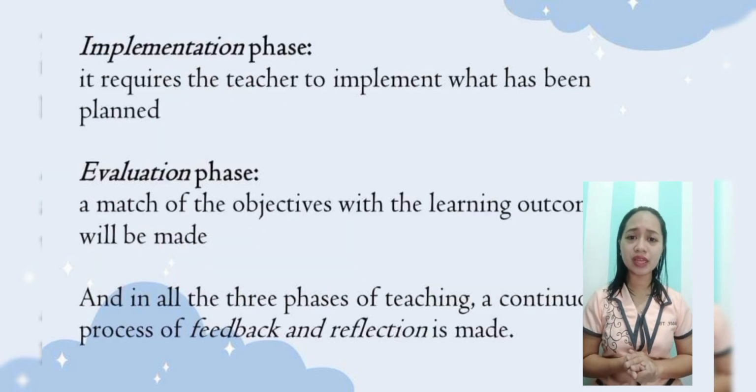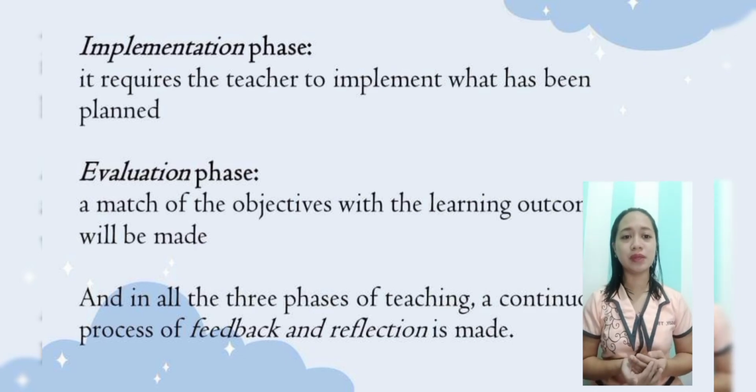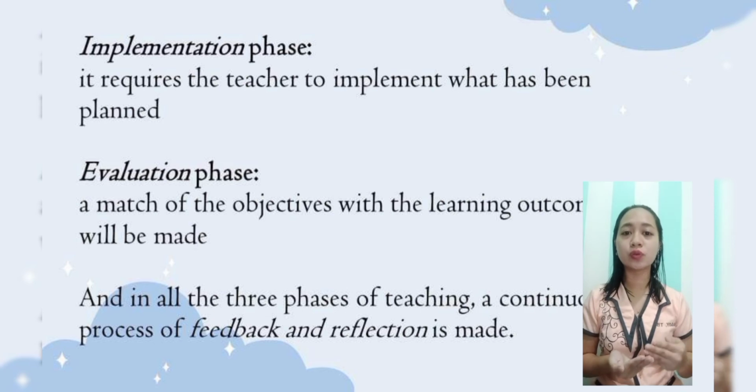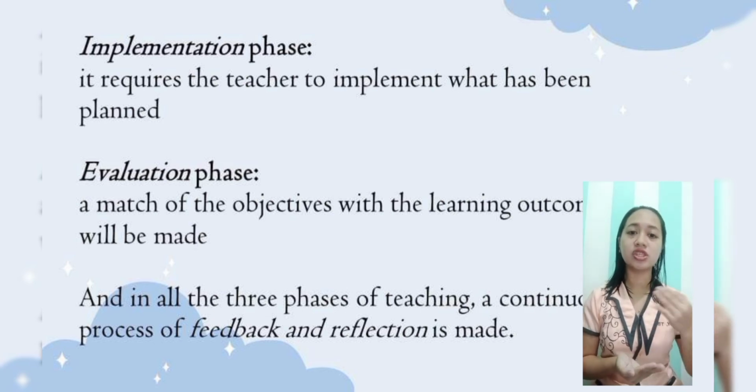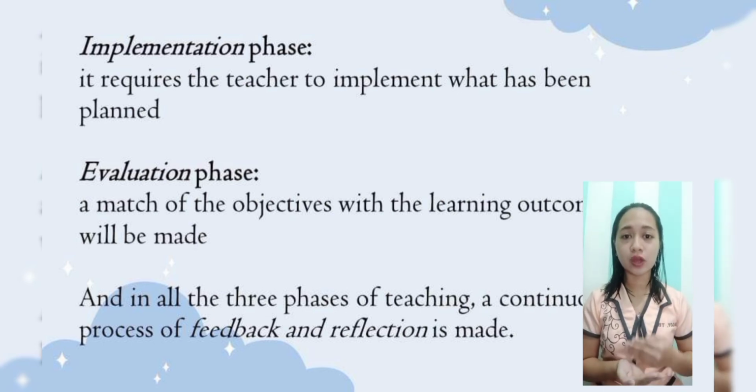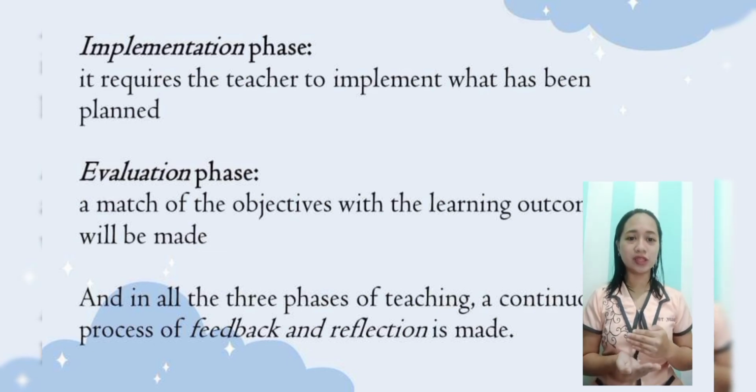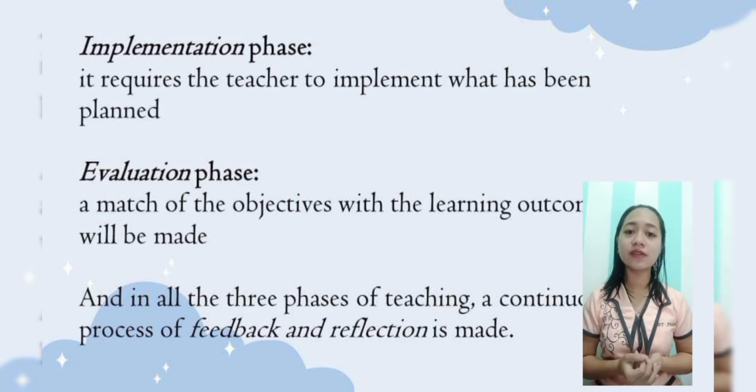So for the implementation phase, it requires the teacher to implement what has been planned. In this implementation phase, it is very understandable that we have to carry out what has been planned, the strategies, the goals, the objectives. We have to perform it in order for our learners to learn. So next is the evaluation phase.